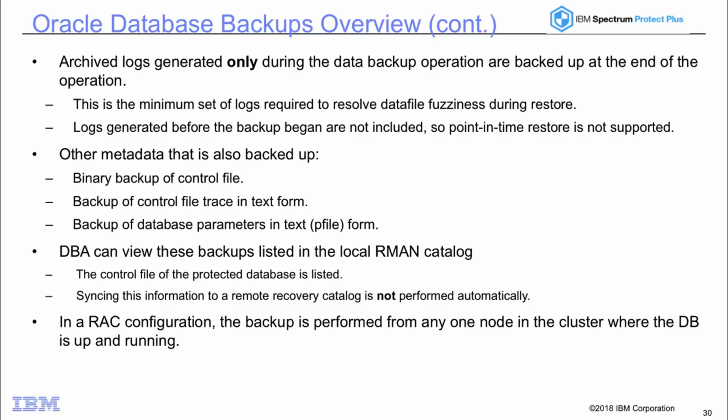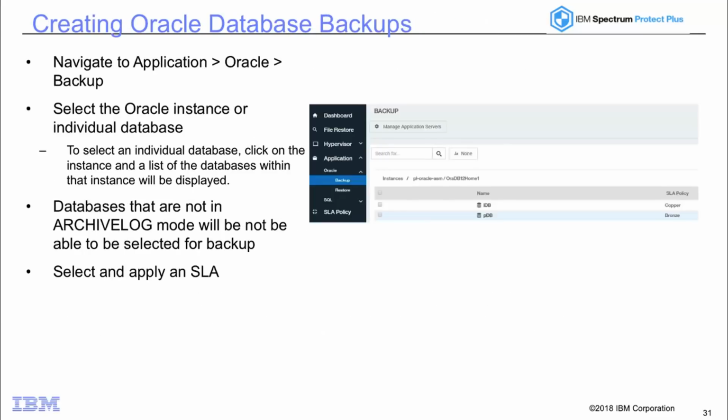If you're using Oracle RAC, the backup is performed from any one node in the cluster where the DB is up and running. Creating the database backup from the GUI perspective is, again, really simple. You navigate to Applications, Oracle Backup. You select the Oracle instance or the individual databases, and you select and apply an SLA.